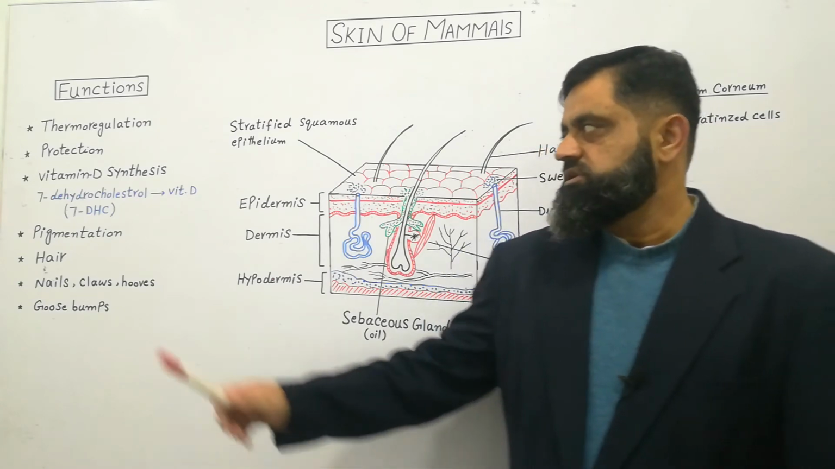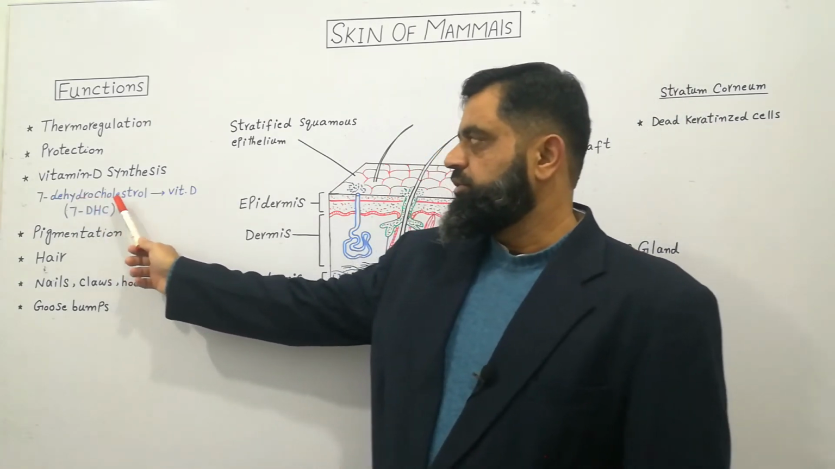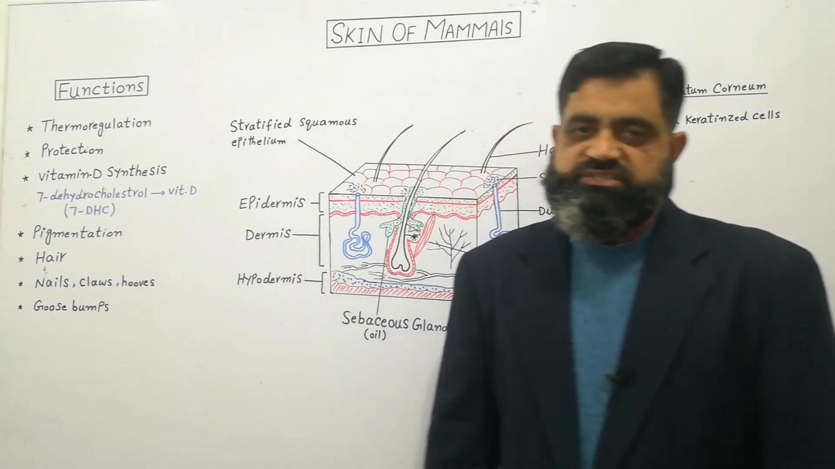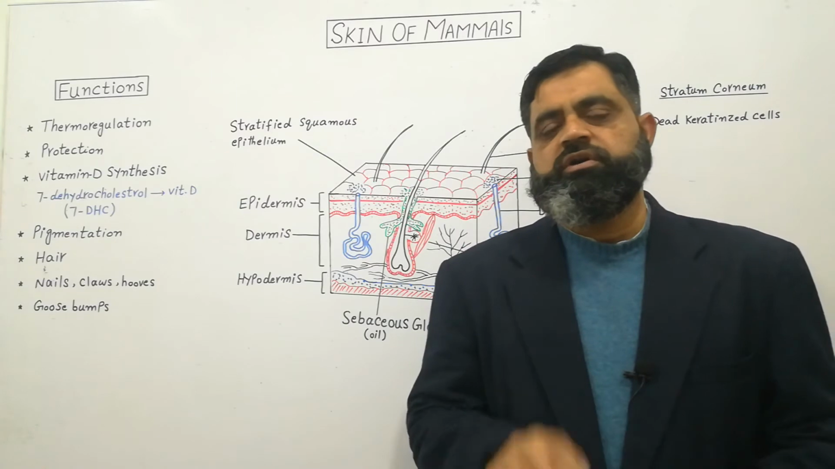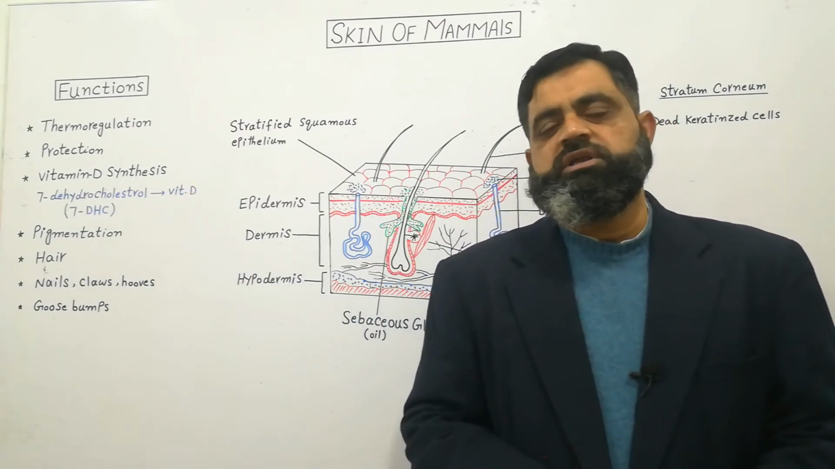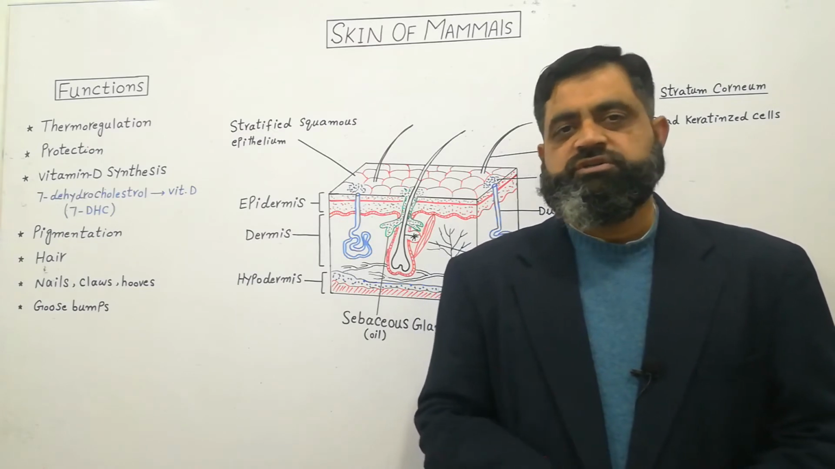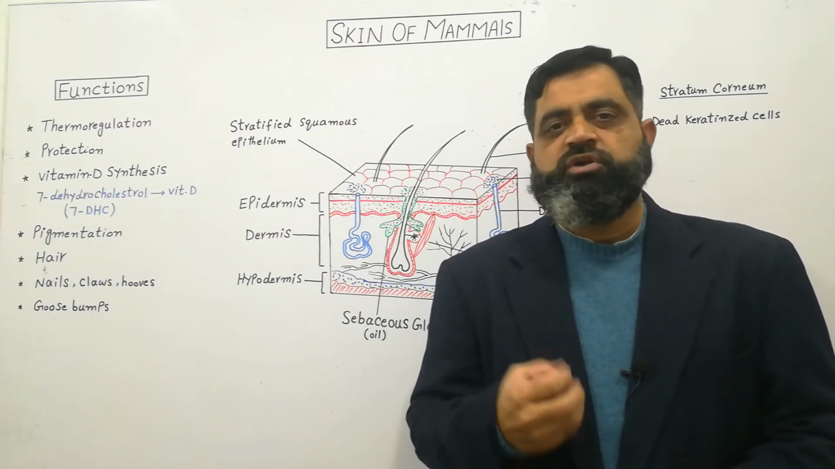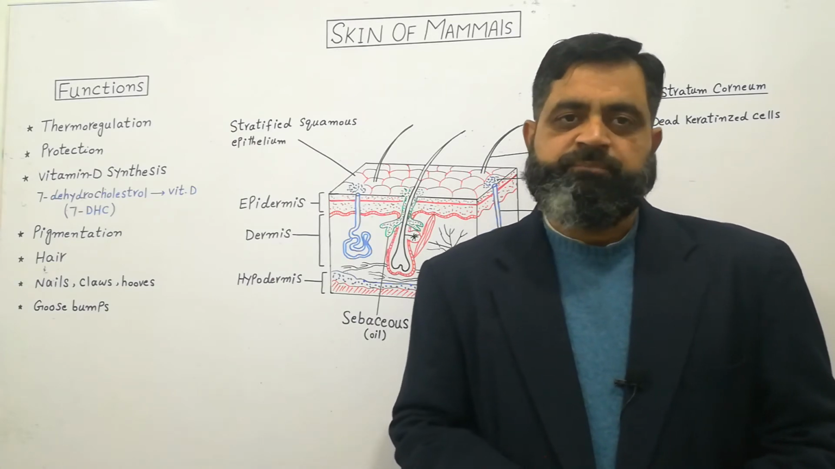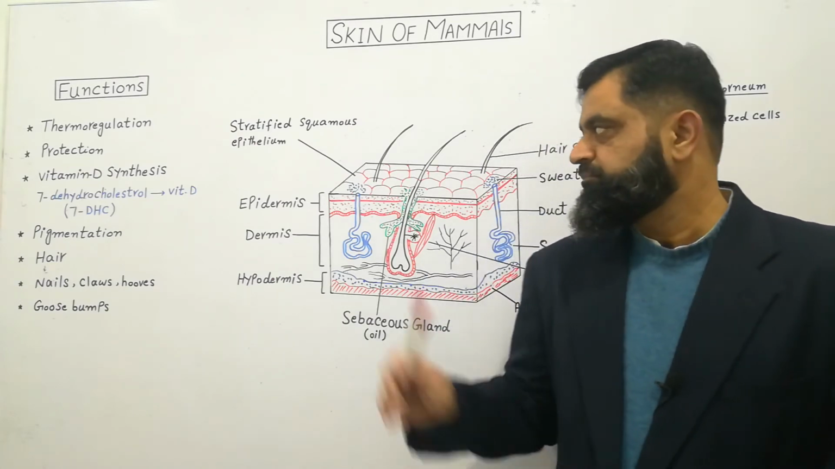This chemical is known as 7-dehydrocholesterol. It is also known as 7-DHC. This chemical, with the help of ultraviolet rays, is converted into vitamin D, and this vitamin D is very important for proper immune function, for immunity, and for the strengthening of our bones and teeth in the body. So this is a very important role of the skin.